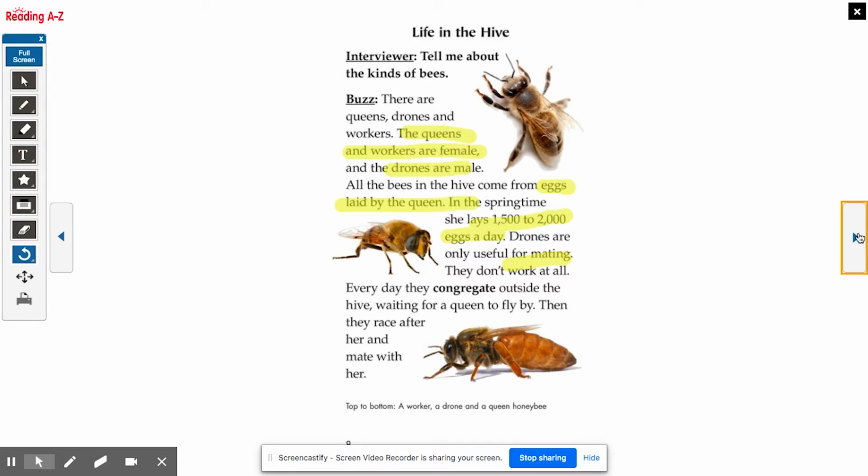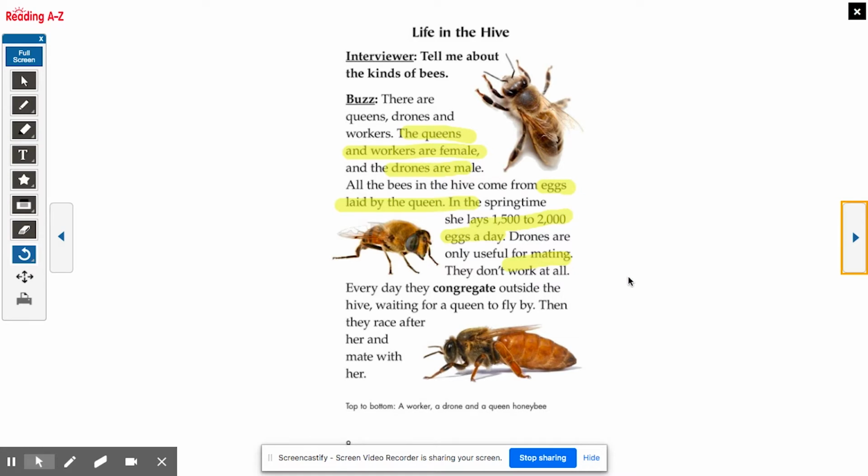In this case, they wanted to see the words queen, worker, drone, and nectar. So I picked this particular section because when I was skimming it, I noticed that there were a couple of those words here. So let's read and find out.